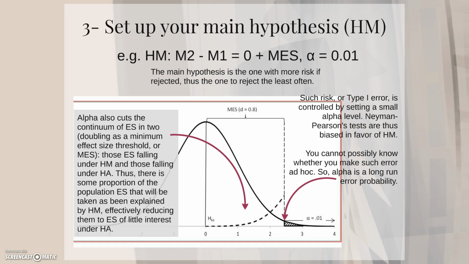So you can always consider that there is some proportion of the population effect size that will be taken as being explained by the main hypothesis. And this effectively reduces those effect sizes to be of little interest under the alternative hypothesis.